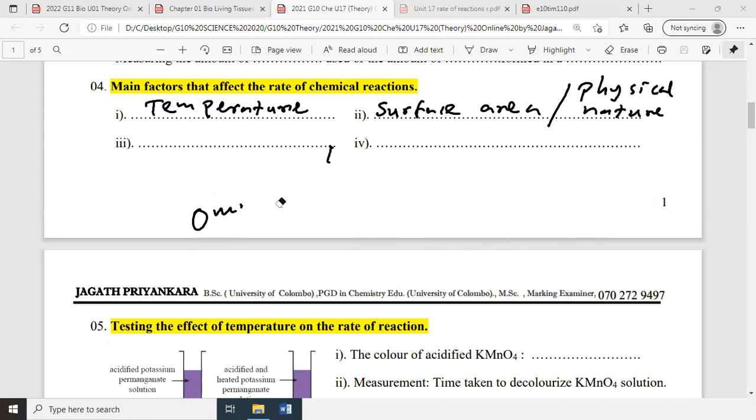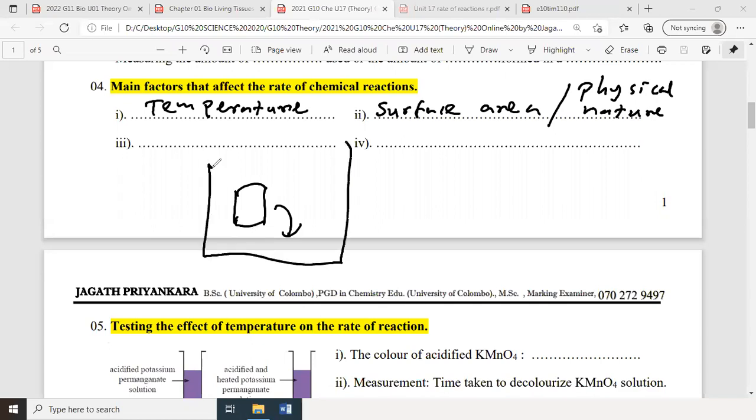Now, surface area. Surface area means you put a large piece, a cube, into HCl. Look at the screen, everyone. You put a large piece of, say, magnesium. HCl can interact with only the surface first. HCl molecules come and collide with the surface only. The interior parts cannot interact with HCl.